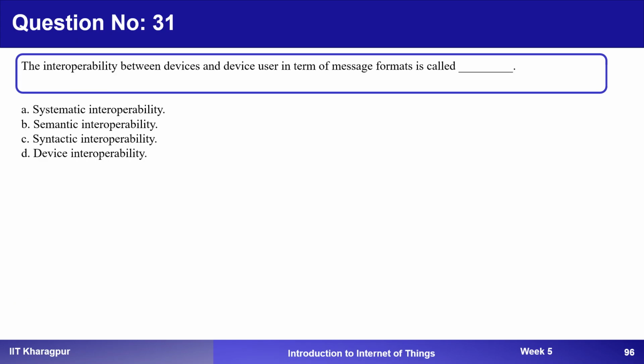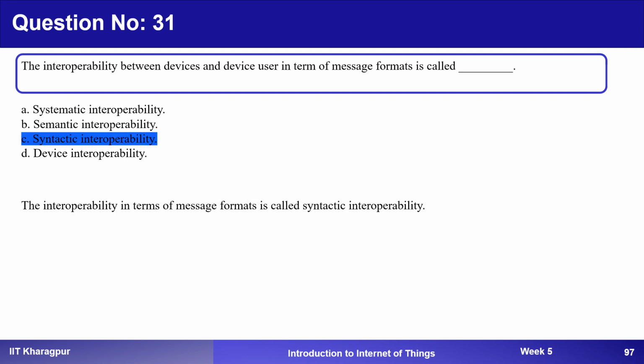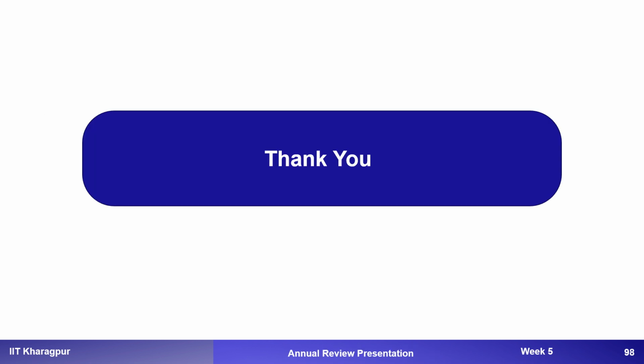Next question is, the interoperability between devices and device users in terms of message formats is called blank. Options are systematic, semantic, syntactic, device. In the question it is given that in terms of message format, the interoperability that is there is syntactic. And if it is message meaning, then it is semantic. So the correct option for this is syntactic interoperability, that is C. So these were the questions of week 5.